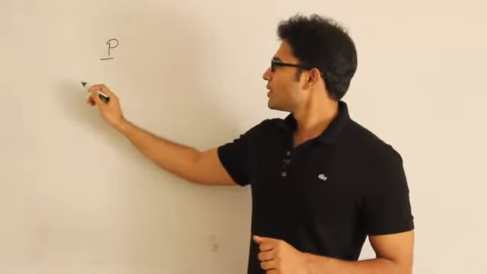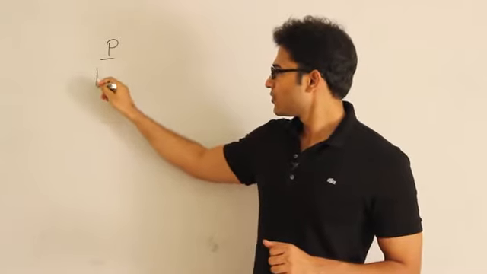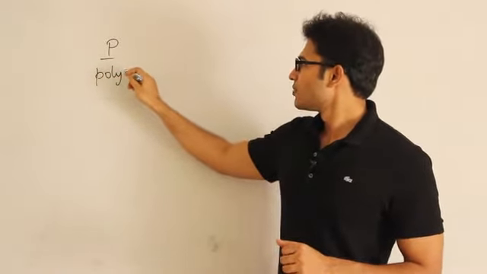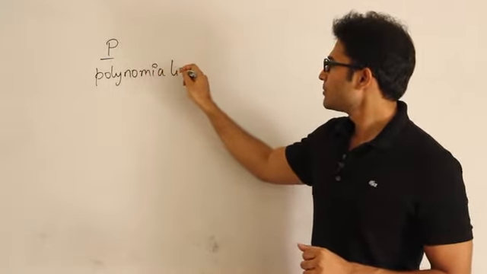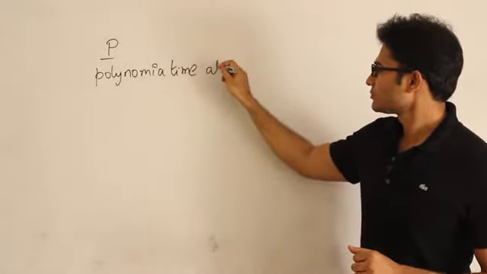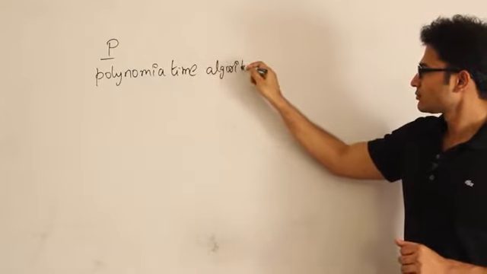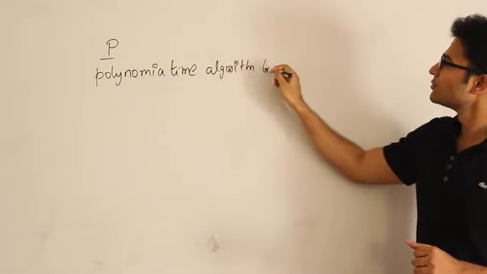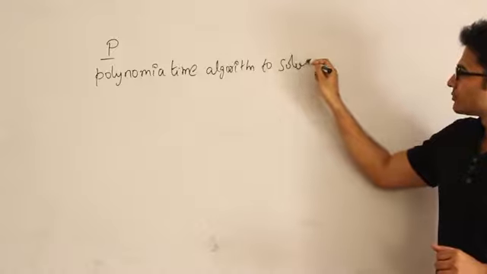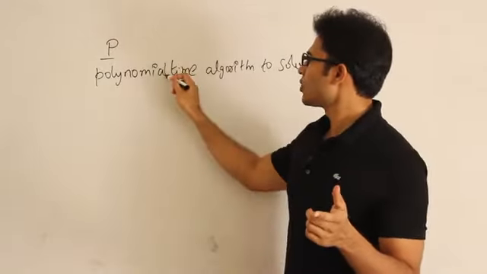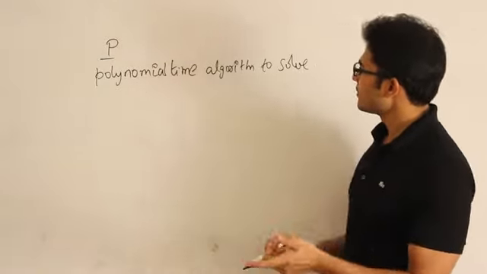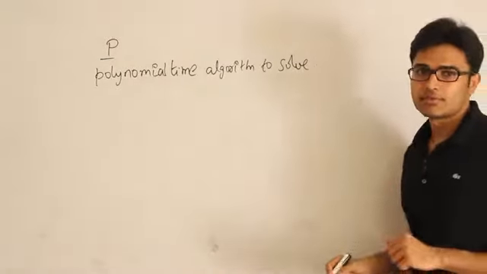So P is nothing but the set of all decision problems for which there is a polynomial time algorithm to solve them. So write it, P is nothing but the set of all problems for which there is a polynomial time algorithm to solve the problem itself, right?